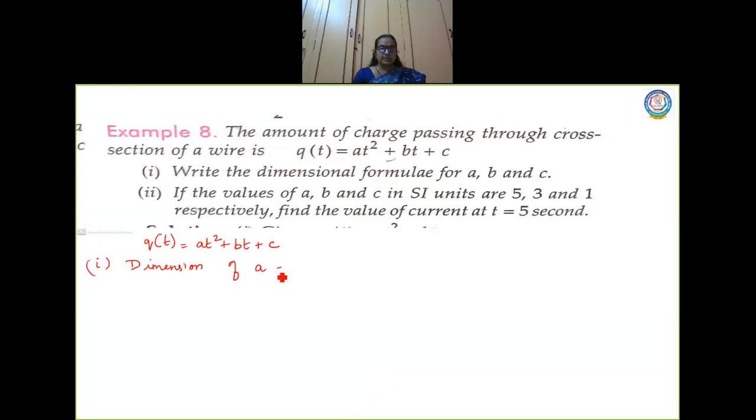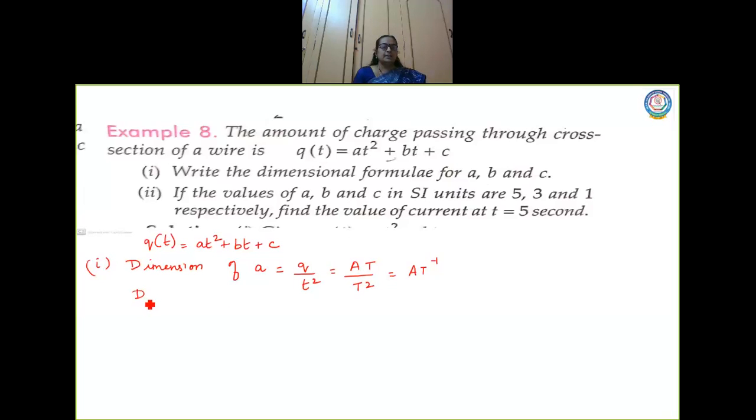The formula will be A is equal to Q by T square. What is Q? Q is charge, whose dimensional formula is ampere into time, and in the denominator you have T square. So T and T get cancelled, and here I have T power minus 1. When T power 2 comes from the denominator, it comes as T power minus 2. Already I have T power 1 here, so 1 minus 2 will be minus 1. So the dimensional formula for A is AT minus 1.